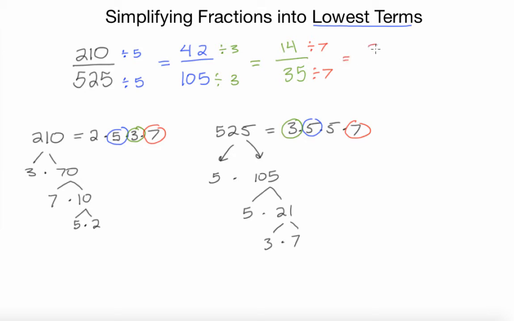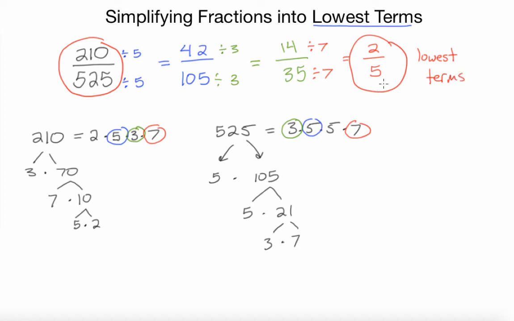So we end up with 2 over 5. And who would have thought? 2 over 5 is the exact same fraction as 210 over 525. But this one, since 2 is prime and 5 is prime, there are no numbers that divide evenly into either one of those. This is what we call in lowest terms. And I've simplified it as far as I can.